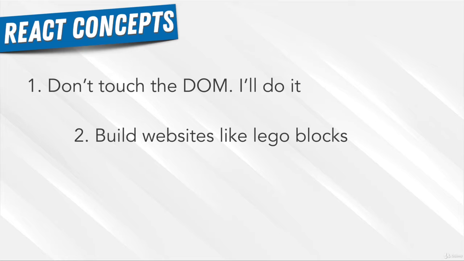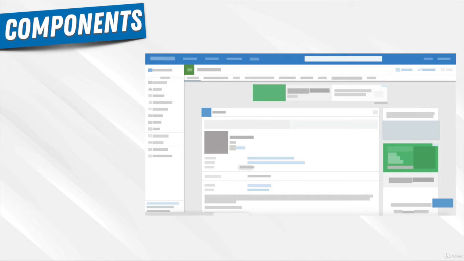Next, the big game changer was this idea of building websites like Lego blocks. React is designed around the concept of reusable components. Just like you see in this app, how each square or rectangle has a different color, well, these are all components. Each of these individual pieces creates this whole app. React had this idea of small components that you put together to form bigger components.